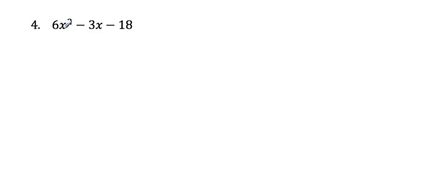Number 4 says to factor 6x squared minus 3x minus 18. The first step in factoring is to see if a GCF can be pulled out. Looking at negative 3 and negative 18, 3 is the largest number that will pull out of all of those. I cannot pull out a variable because there's not a variable in all the terms. So 3 into 6x squared would be 2x squared, 3 into negative 3 would be negative x, and 3 into negative 18 would be negative 6.